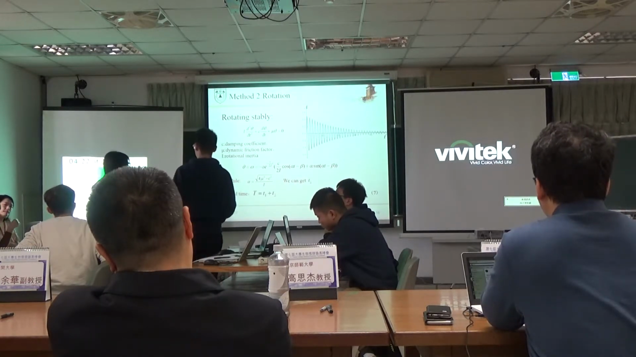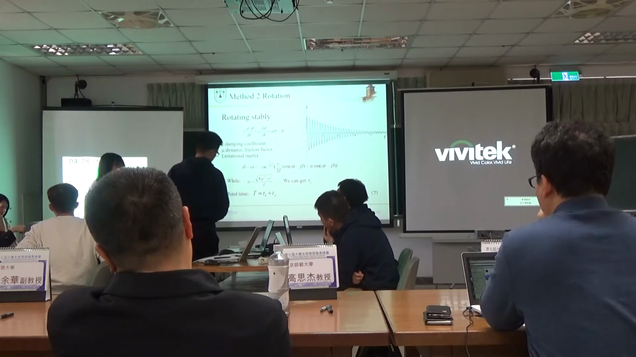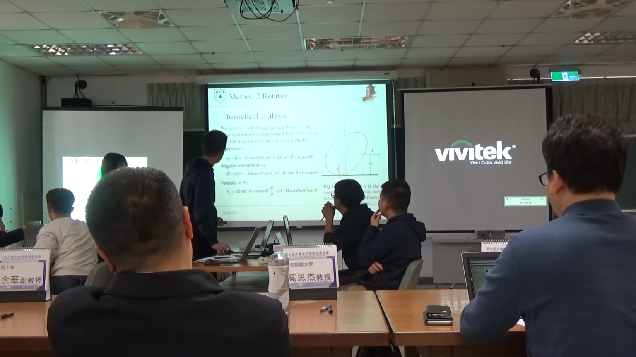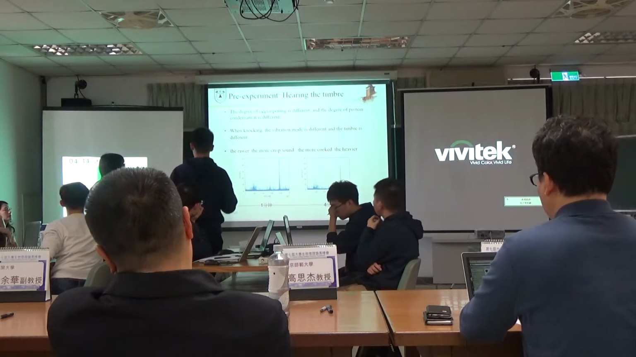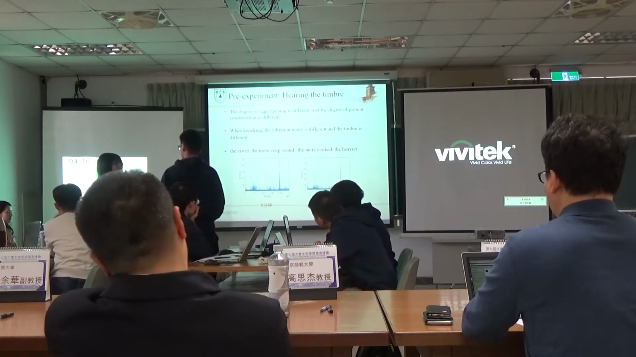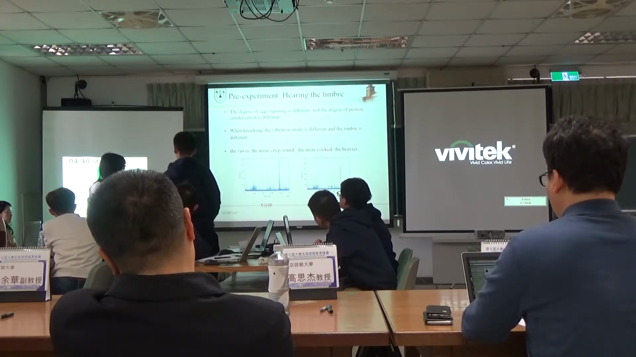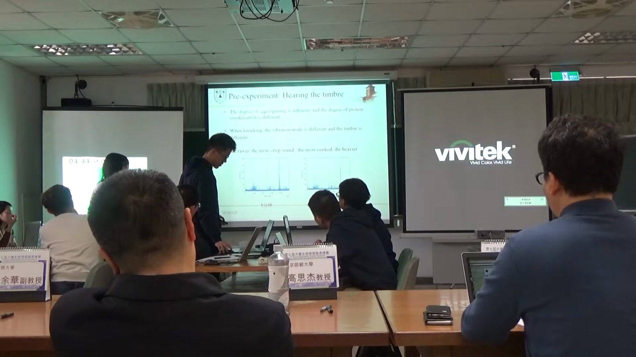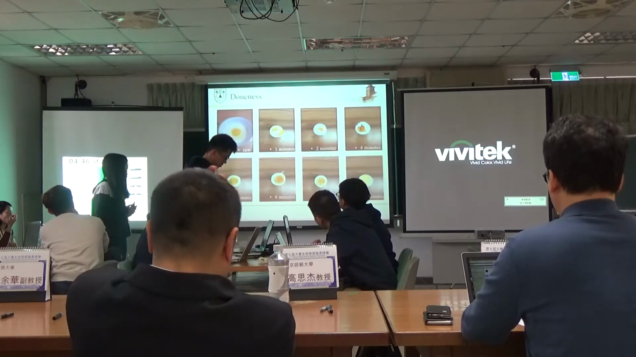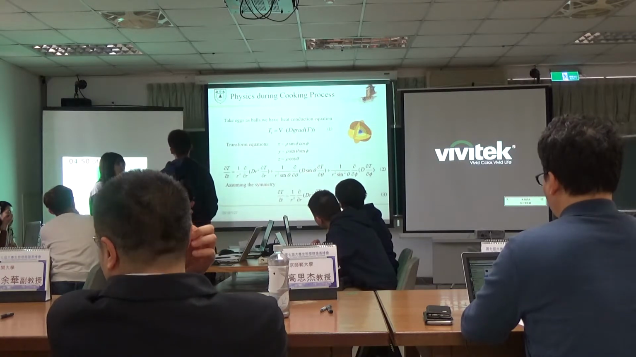And is that my turn? Okay. I want to ask you about the theory part you mentioned in the first part. You assume that the egg is a sphere and is symmetrical, but in reality we all know that the egg isn't symmetrical and isn't a sphere. So how do you do the error analysis?